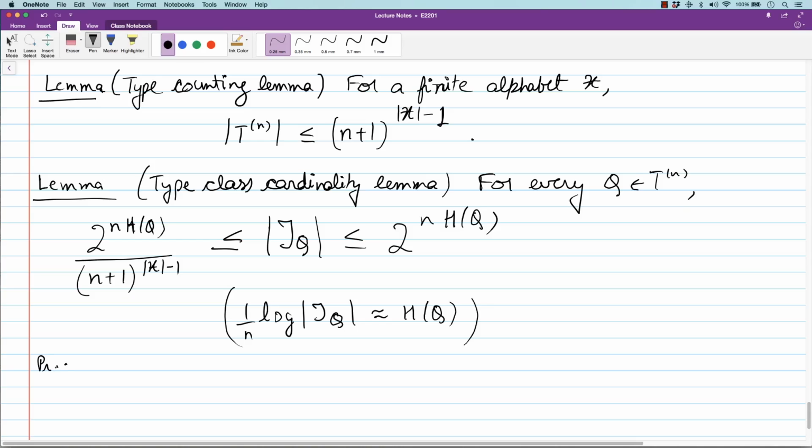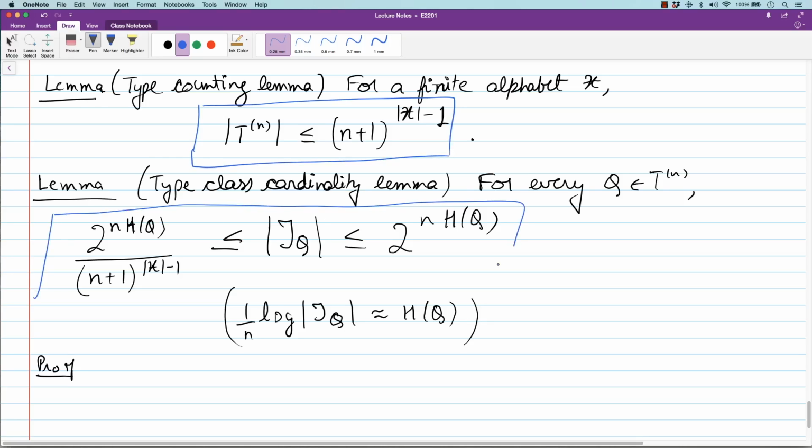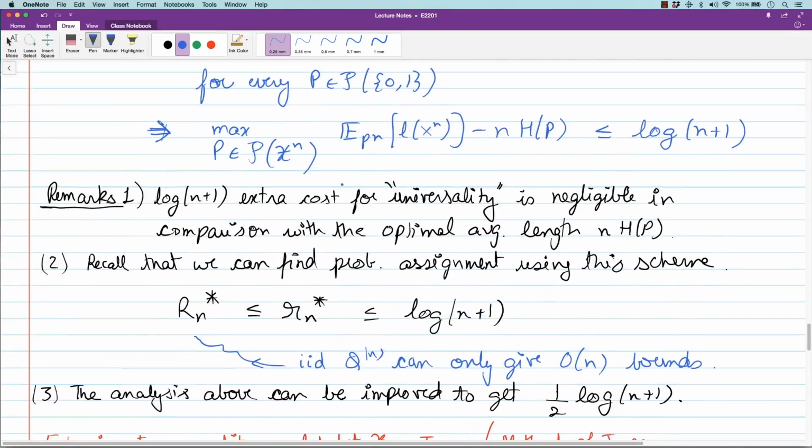Okay, coming back to this proof. These two things are very important facts about types. So there are only polynomially many types, and the number of sequences of type Q is 2 to the power nH(Q). Remember that we said that the number of binary sequences with k ones is 2 to the power nH(k by n). That's a special case of this result. For the binary sequence, the type is just determined by the number of ones. And therefore, you can use this result to get that approximation that we saw earlier, the one which we used in the scheme.